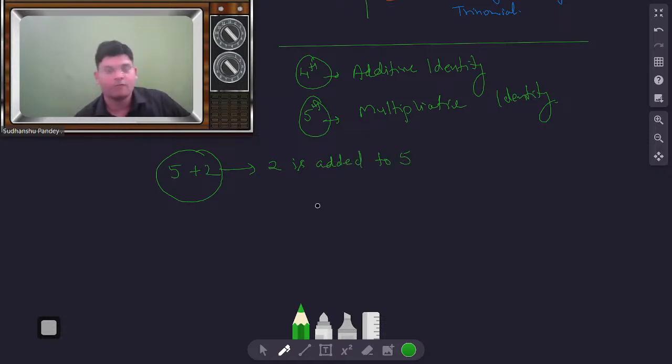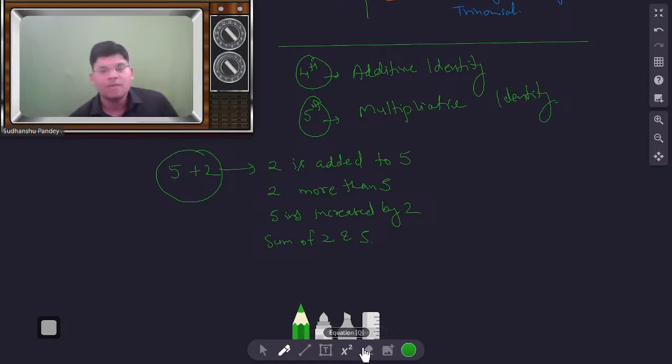5. You can also write 2 more than 5. You can also write 5 is increased by 2. Please write this down. Okay? Any other terms you know? Sum of 2 and 5. At least 4 we know: 2 is added to 5, 2 more than 5, 5 is increased by 2, sum of 2 and 5.